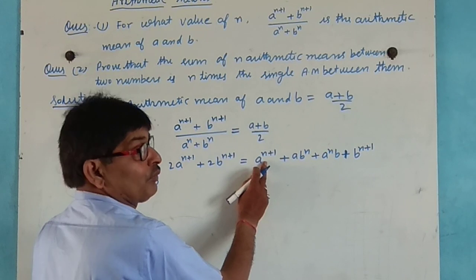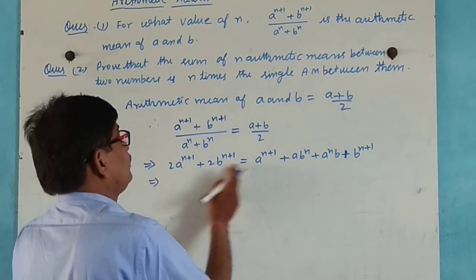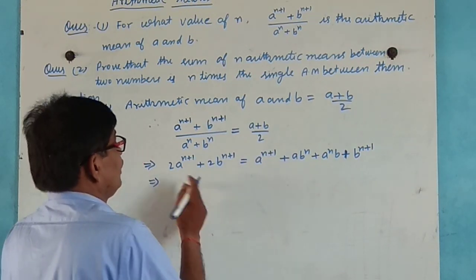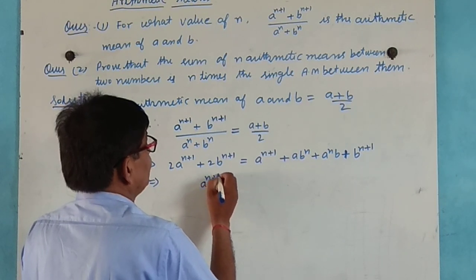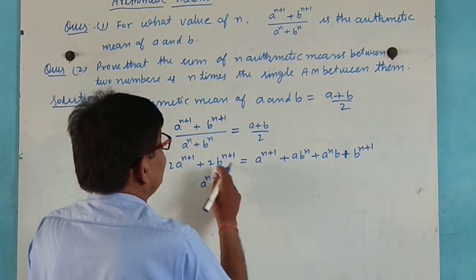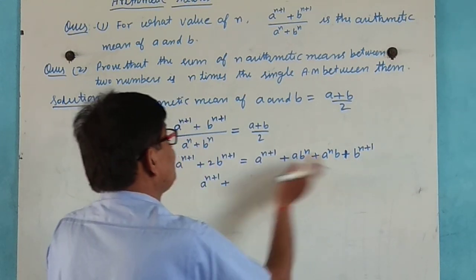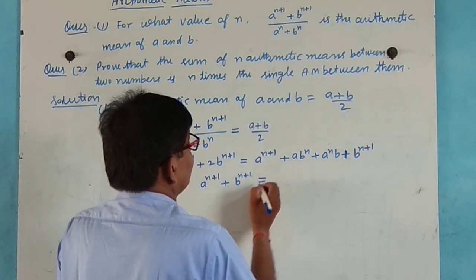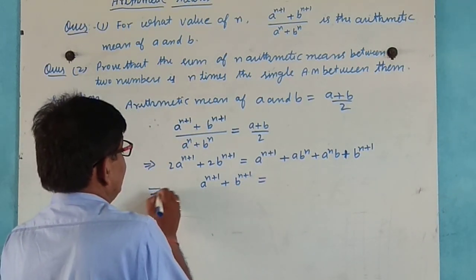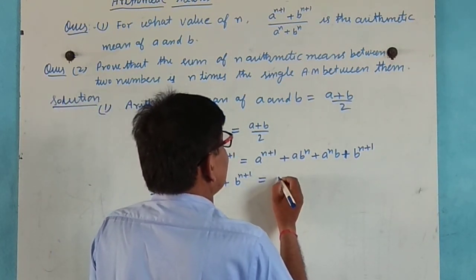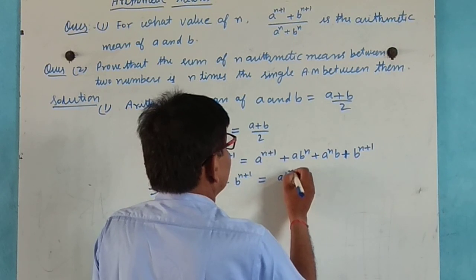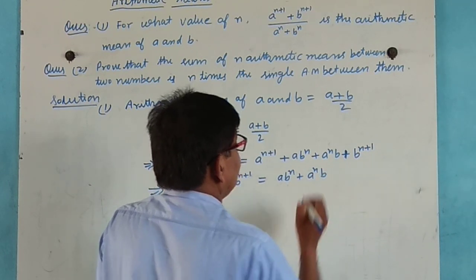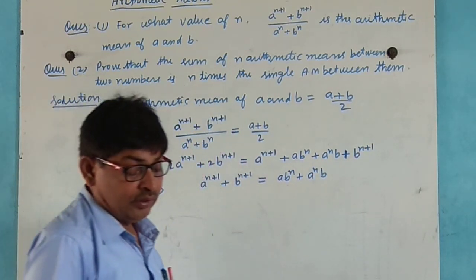Here a to the power n plus 1 comes here to subtract, so that 2a to the power n plus 1, subtract a to the power n plus 1, plus 2b to the power n plus 1, also subtract b to the power n plus 1, equal to a b to the power n plus a to the power n b.